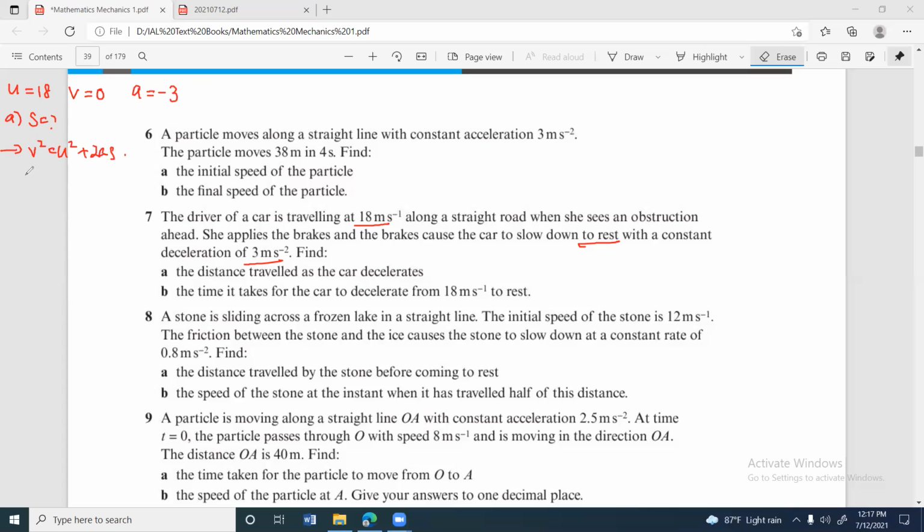So 0 squared equals 18 squared plus 2 into a, which is minus 3, into S. Therefore, S becomes 18 squared divided by 6. You can obtain the answer very easily: 54 meters. After moving for 54 meters, it stopped.